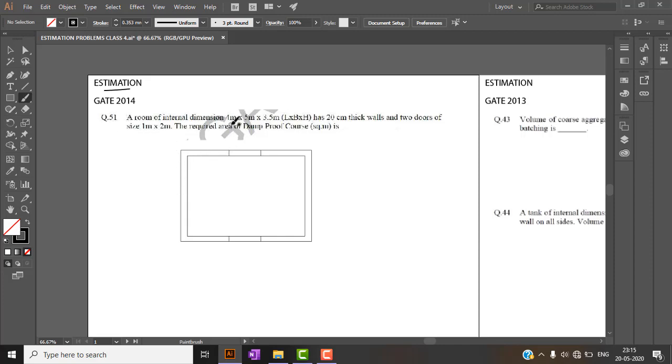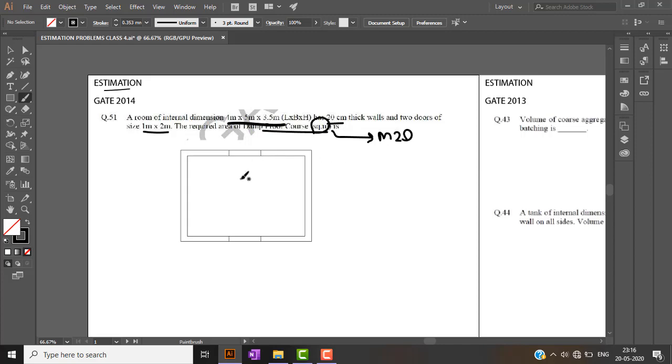A room of internal dimension 4 into 5 into 3.5 has 20 centimeter thick walls, and two doors of 1 meter into 2 meter. The required area of DPC is, DPC is always measured in square meter. It's always calculated in terms of area and not in terms of volume. The most suitable materials for DPC are M20 concrete and bitumen. DPC is needed because the moisture in the ground travels to the wall base because of capillary action.